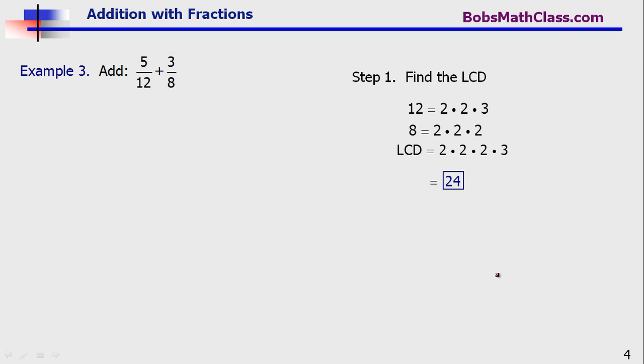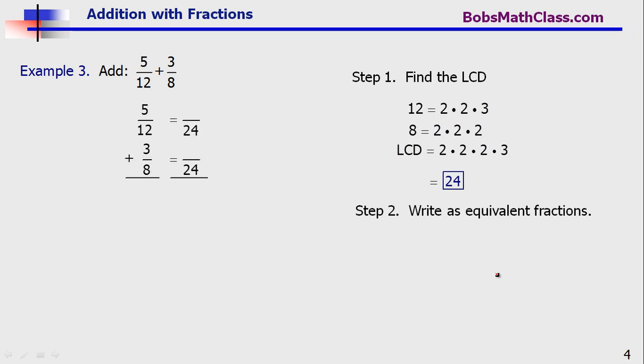Okay, let's go ahead and write the fractions. We're going to write them as equivalent fractions. That's our second step. And then we're going to write it vertically. Okay. So 5/12 plus 3/8. And let's put that 24. That's going to be our new denominator on the side. If you wrote it horizontally, you would write the 24 below each fraction.